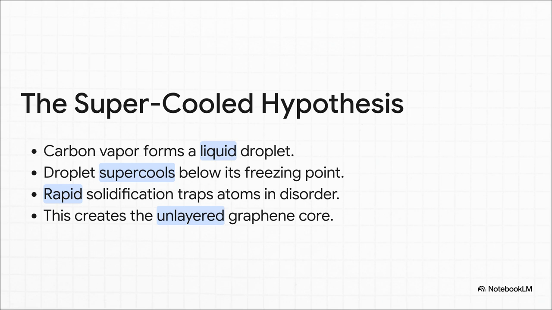The idea was that this super rapid cooling wouldn't give the atoms enough time to line up neatly. They'd get trapped in that jumbled, messy state, exactly what they were seeing in the core.